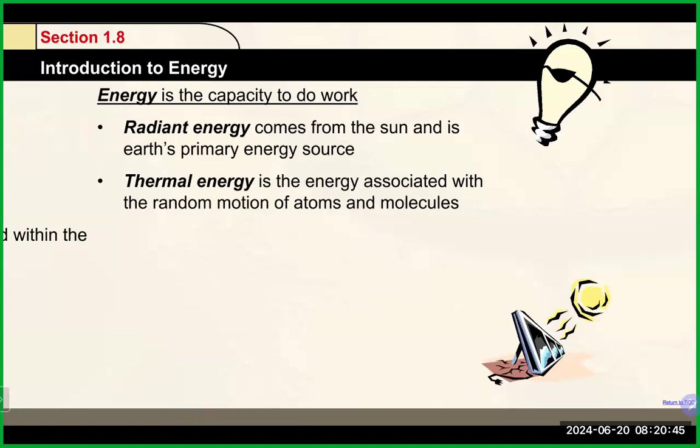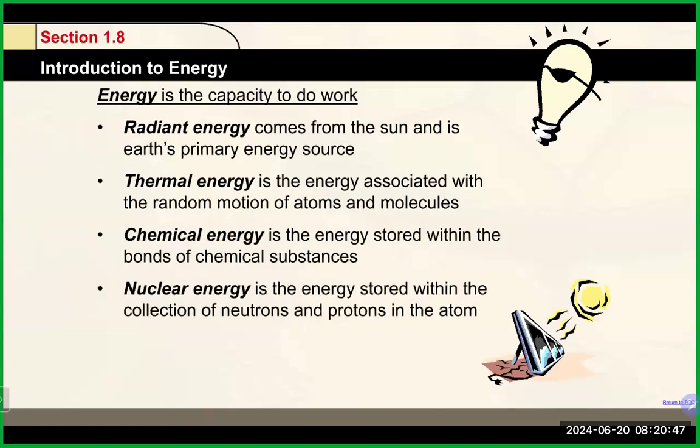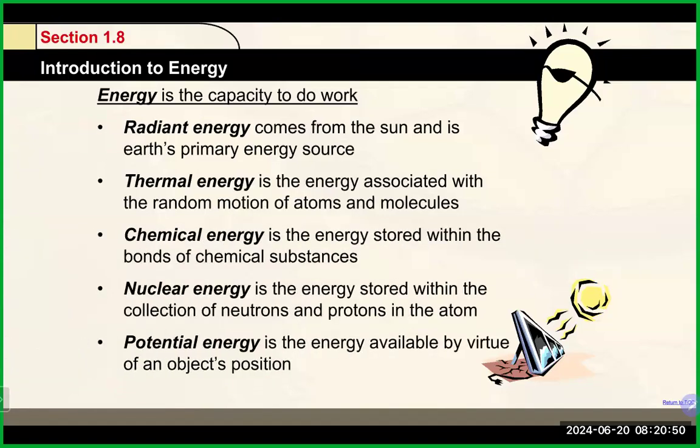So some important types of energy that we come across: radiant energy, and thermal energy associated with the random motion of atoms. So thermal energy is related to how many atoms or molecules are present. The greater amount of thermal energy you will have is based on the number of molecules and atoms that are present. Thermal energy is different than temperature. Temperature is a measure of what's going on.